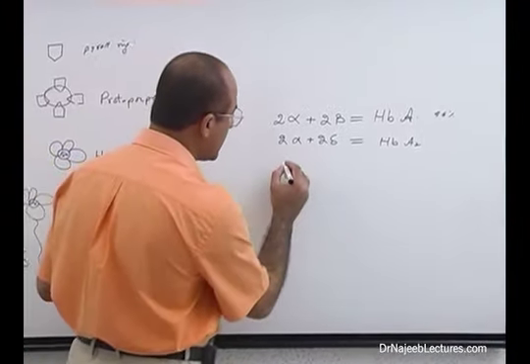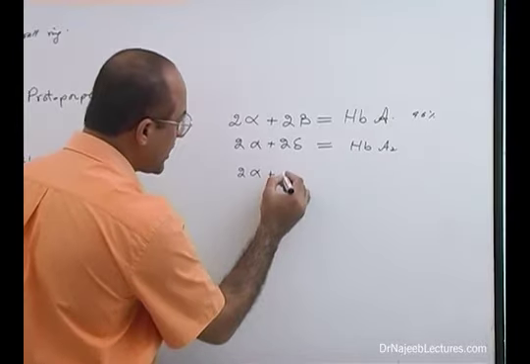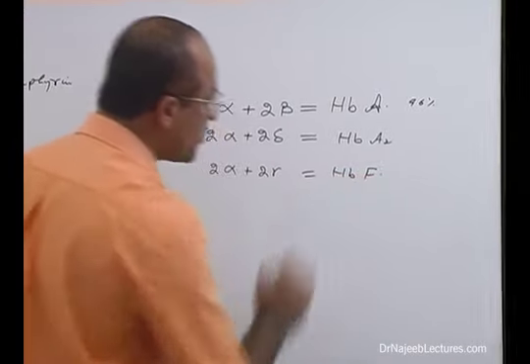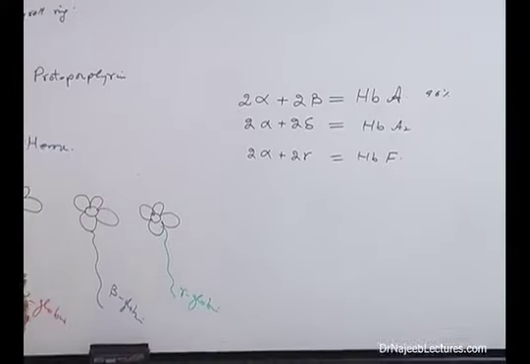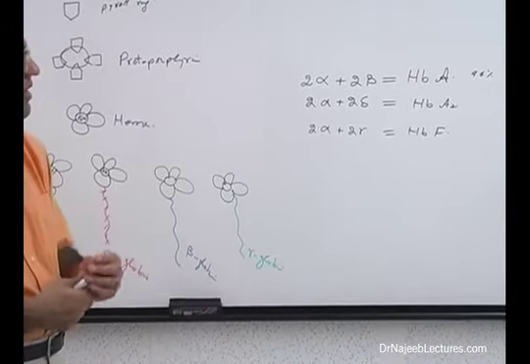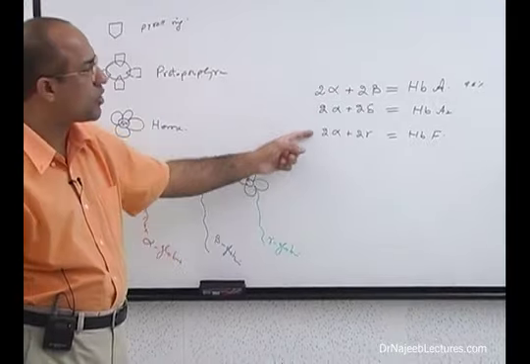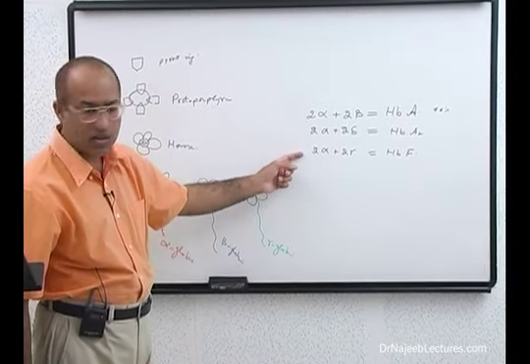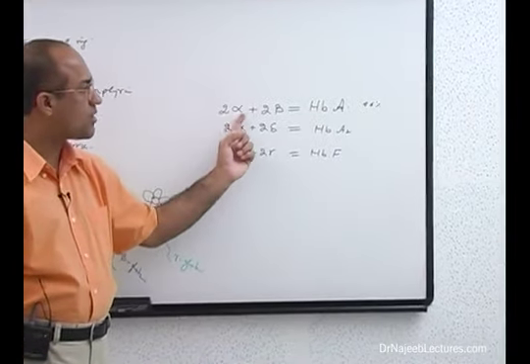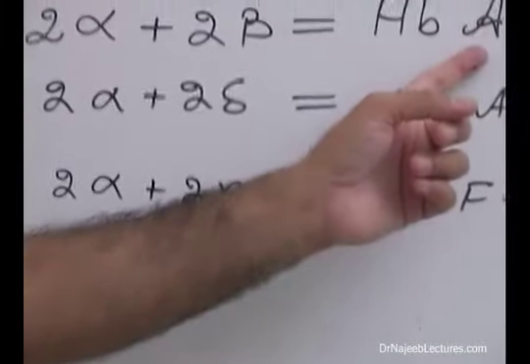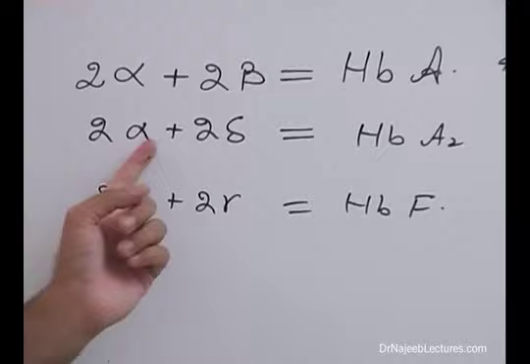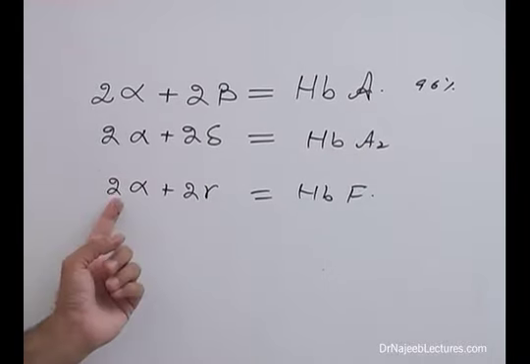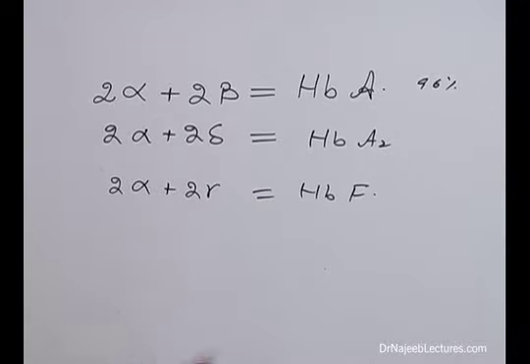Then in the fetus, usually 2 alpha chains are combined with 2 gamma chains, and that is called fetal hemoglobin, hemoglobin F. Is that right? So what we really understand is that alpha chains are present in all hemoglobin, adult hemoglobin or A2 hemoglobin or F hemoglobin. But if 2 alpha are with 2 beta, this will become adult hemoglobin A. If 2 alpha are with 2 delta, then this is hemoglobin A2. And if they are 2 alpha with 2 gamma, then it is hemoglobin F.